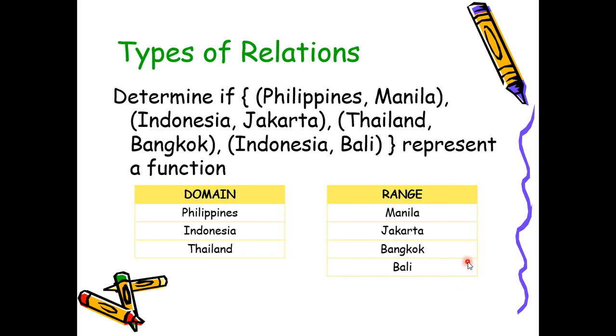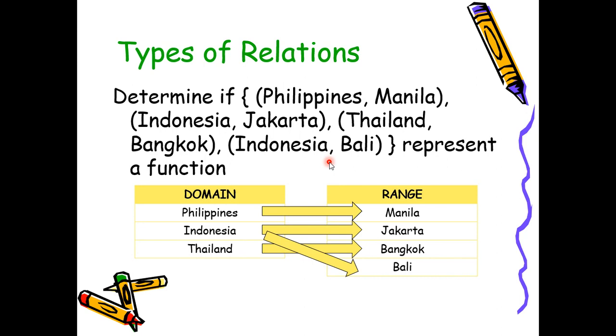Ngayon, kagaya ng ginawa natin kanina, pagtatapatin natin sila. Sino ba yung corresponding range ni Philippines? Of course, that is Manila. Si Indonesia naman, si Jakarta. Yung pangatlo, si Thailand, kay Bangkok. Pero yung pang-apat na set, which is the Indonesia, na naulit po, kay Bali po siya. Kung mapapansin ninyo, isang domain, which is the Indonesia, pero meron siyang dalawang range. Meron siyang Jakarta, meron siyang Bali.